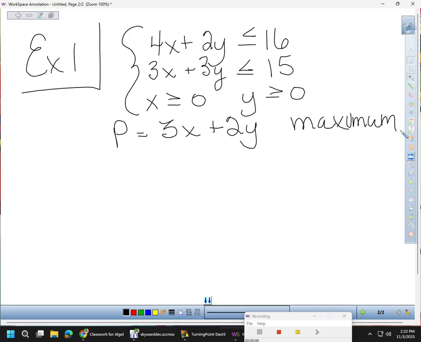Okay, hold on. All right, so now, step 1 says we are going to graph the constraints. That's these 4 equations. X is greater than or equal to 0, and y is greater than or equal to 0. It just means the first quadrant. Okay? So it's only the first quadrant.